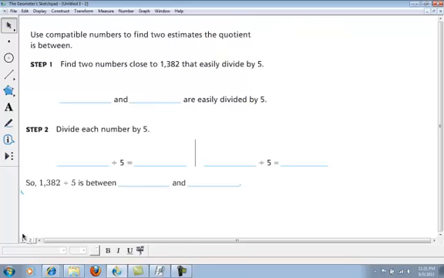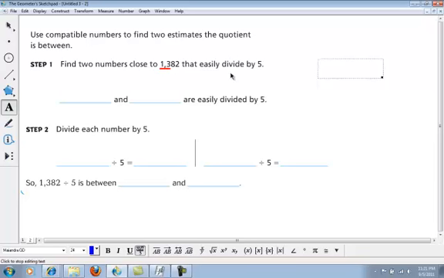Now let's look at another way that we could use compatible numbers. In this part of the lesson, we're going to use compatible numbers to find 2 estimates the quotient is between. So we're going to find 2 numbers that are close to 1,382 that easily divide by 5. I'm going to look here at my first 2 digits, and I see that I've got 1,382, and those first 2 digits are 13.